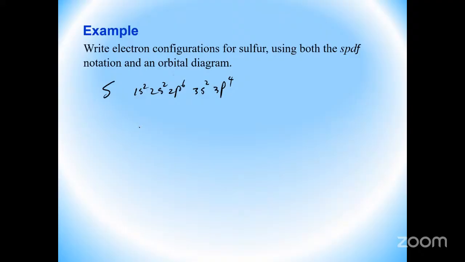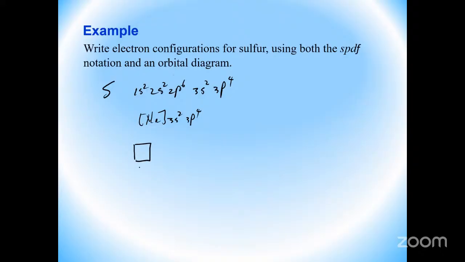What would be the abbreviated? Even though the question is not asking for that, it's [Ne] 3s2 3p4. Ne in square brackets and then 3s2 3p4. Very good. All right. Now to get the orbital diagram.